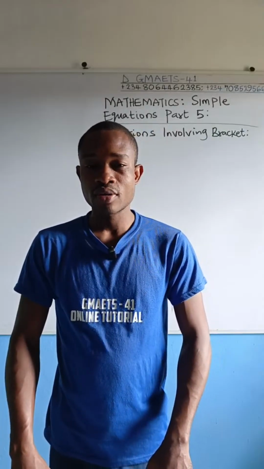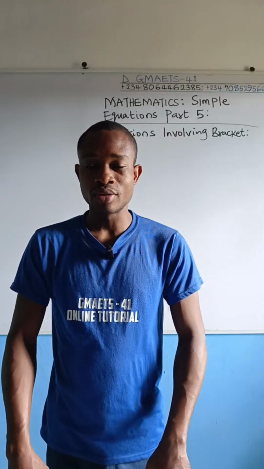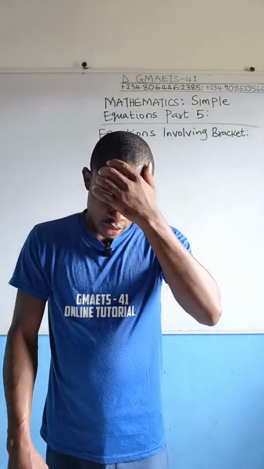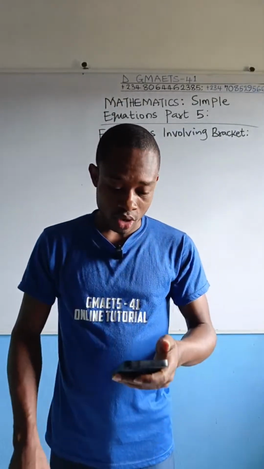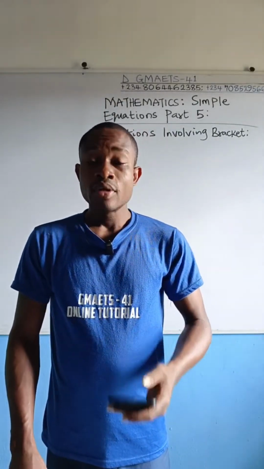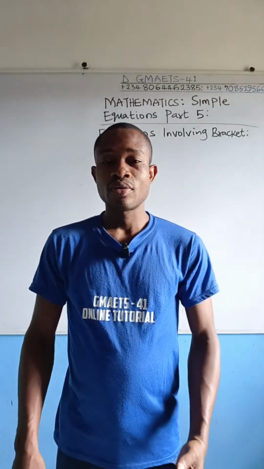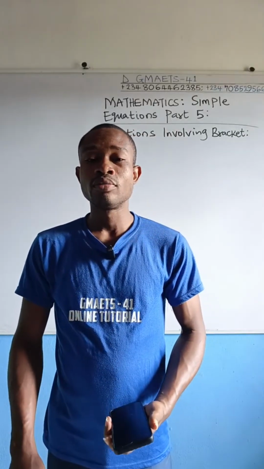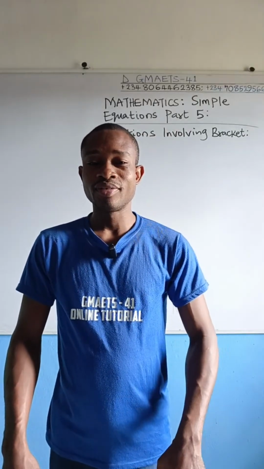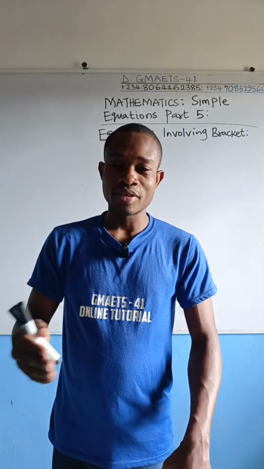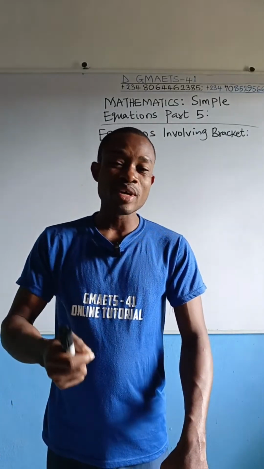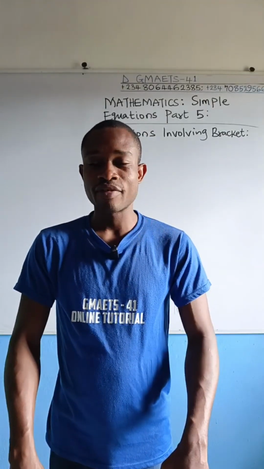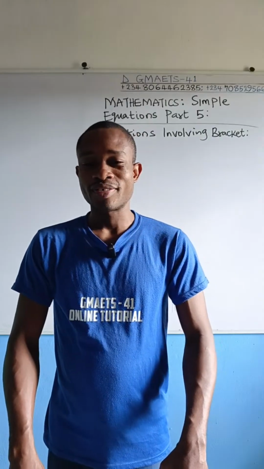Continuing from where we stopped in our previous simple equation class, I want to believe that you have already taken the classes on collecting like terms, dividing both sides by the coefficient of the unknown, cross multiplication, and also combined operations, right? These are the basic principles of simple equations.